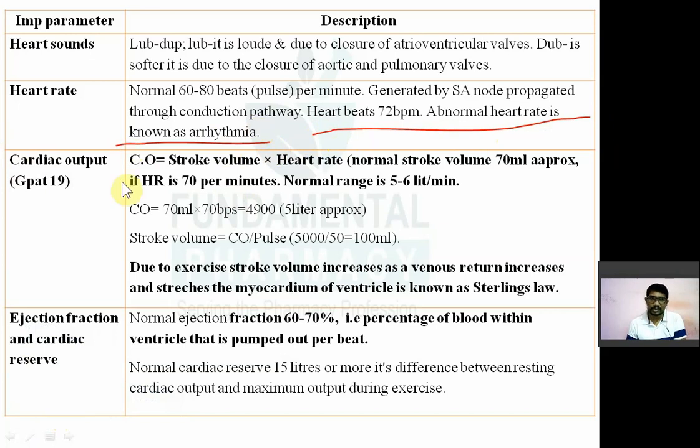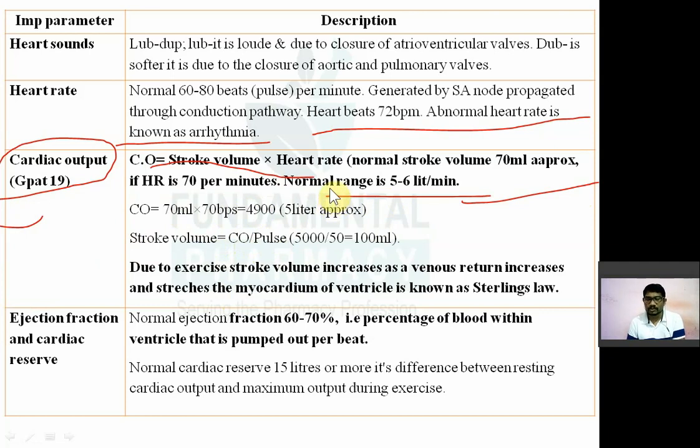Now what do you mean by cardiac output? Okay, there was a question in GPAT 2019 regarding this. Cardiac output is nothing but the stroke volume into heart rate. Stroke volume into heart rate, that will give you cardiac output. So the ml of blood that is pumped through the heart per minute is known as cardiac output. Normal stroke volume is around 70 ml approximately and heart rate is around 70 beats per minute.